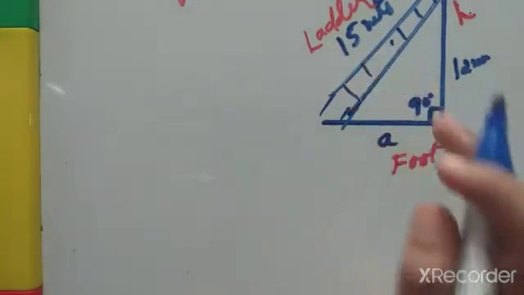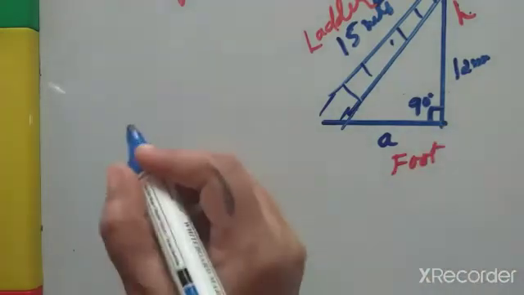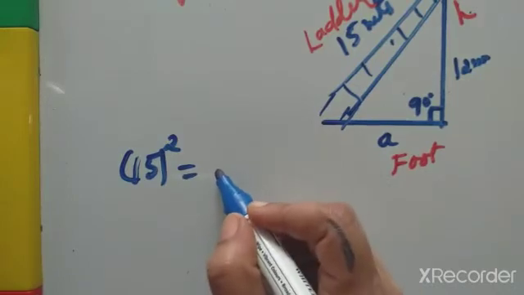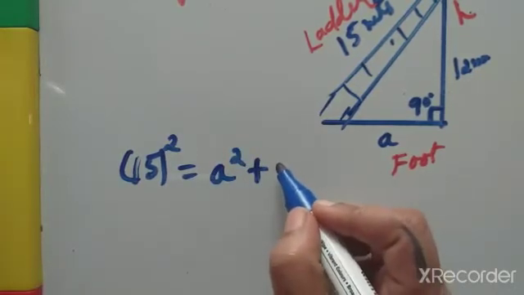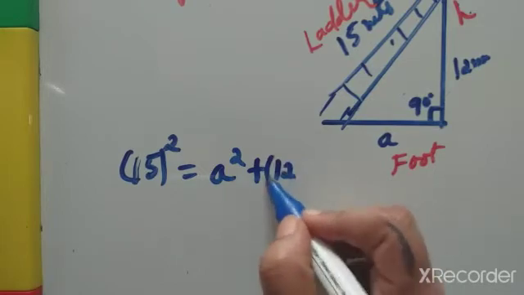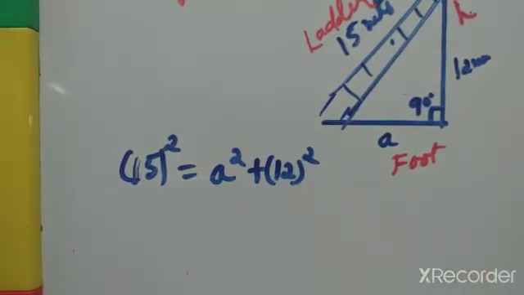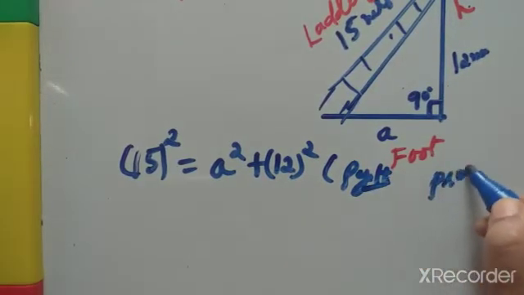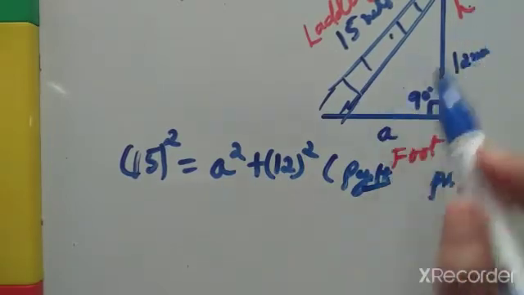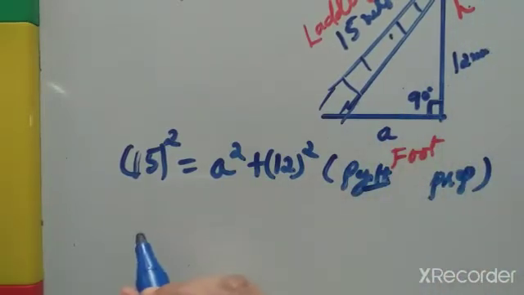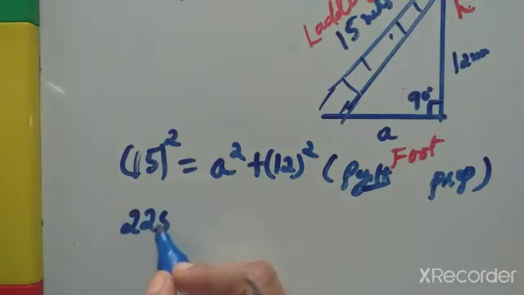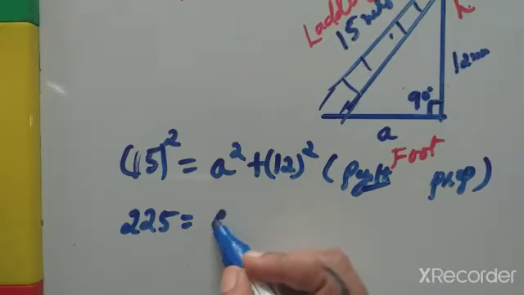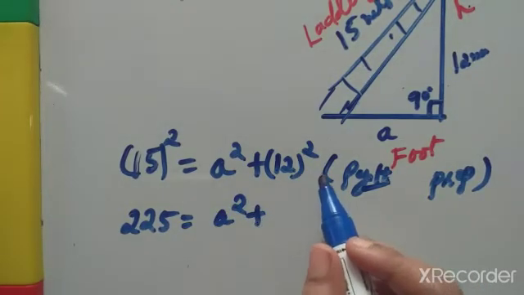So 15 square is equal to a square plus 12 square. 15 square, the ladder measurement, equals a square, the foot, plus the height of the wall, height is 12 square. This is the Pythagoras formula. According to Pythagoras property, 15 square is equal to a square plus 12 square. So here 15 square means 225. 15 square means what? 15 into 15, you have to multiply. That is 225. A square plus 12 square, means 12 into 12.